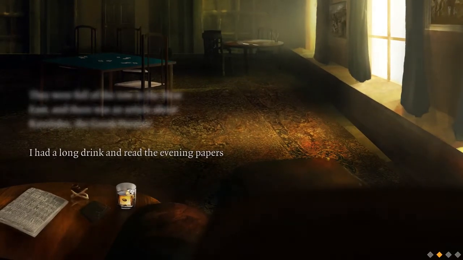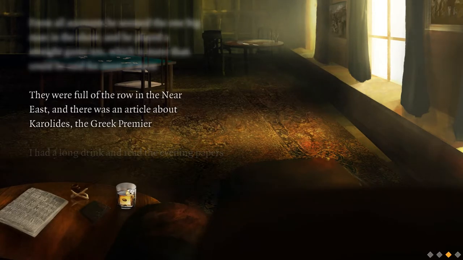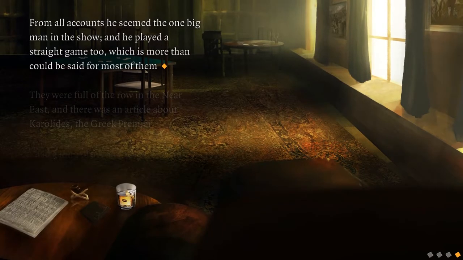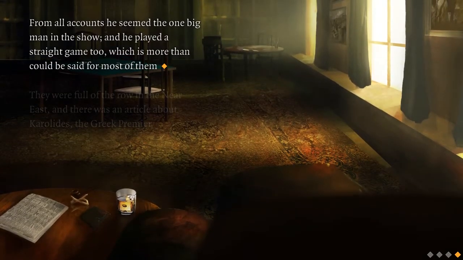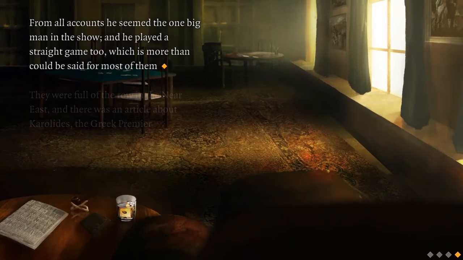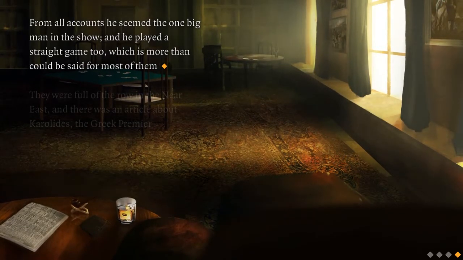I had a long drink and read the evening papers. They were full of row in the Near East, and there was an article about Coralides, the Greek premier. From all accounts, he seemed the one big man in the show, and he played a straight game too, which is more than could be said for most of them.